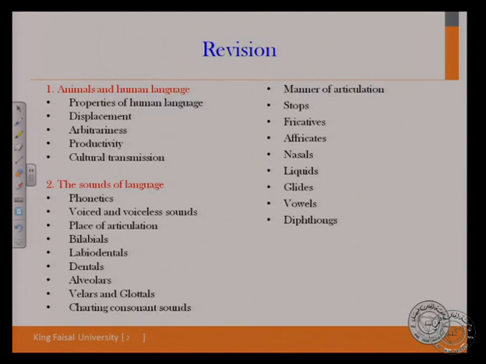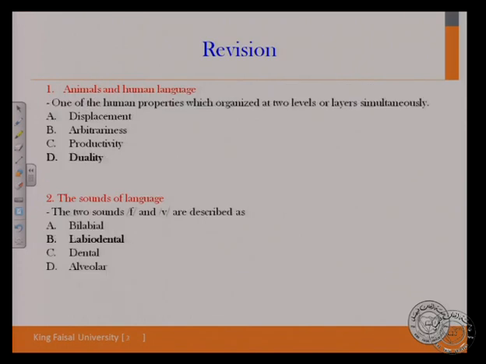In lecture number 2 also, we talked about the sounds of language, and there we defined phonetics. We talked about voiced and voiceless sounds, place of articulation, starting from bilabials and ending with velars and glottals. And then we moved to manner of articulation. We talked about stops, fricatives, glides, and then vowels, and we talked about diphthongs. Now here I'm going to show you some examples of these 2 units or chapters.